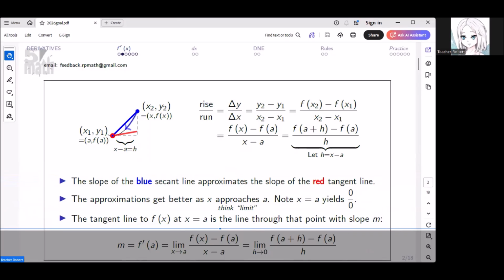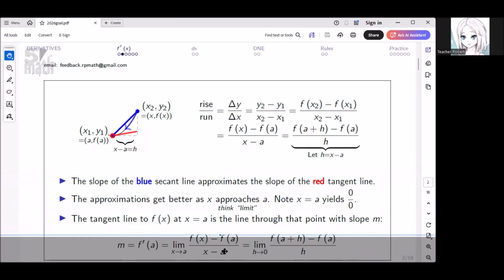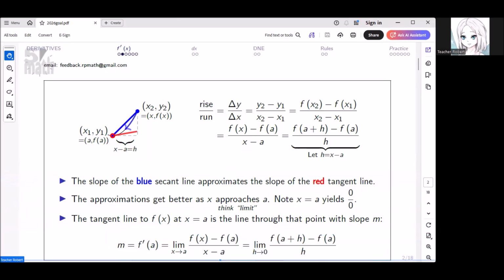The tangent line to f(x) at x = a is the line through the point with slope m. m = f'(a) = limit as x approaches a of (f(x) - f(a)) / (x - a) = limit as h approaches 0 of (f(a + h) - f(a)) / h.